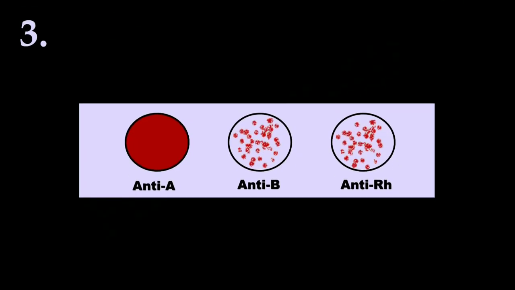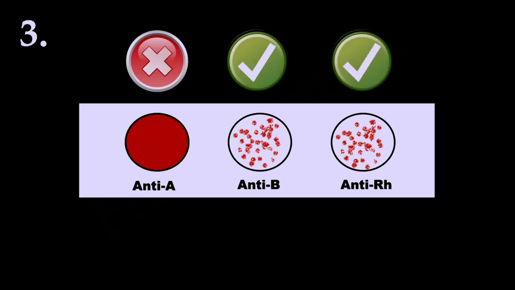Here, no agglutination in anti-A circle. So, antigen A is absent. B and Rh antigens are present since agglutination is observed in anti-B and anti-Rh circles. So, blood group will be B positive.